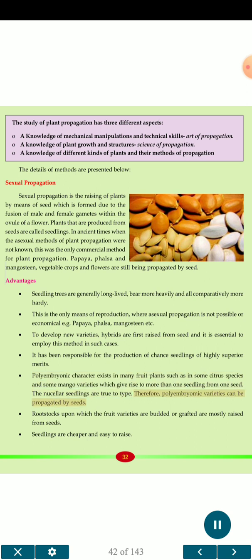The nucellar seedlings are true to type. Therefore, polyembryonic varieties can be propagated by seeds. Rootstocks upon which the fruit varieties are budded or grafted are mostly raised from seeds. Seedlings are cheaper and easy to raise.